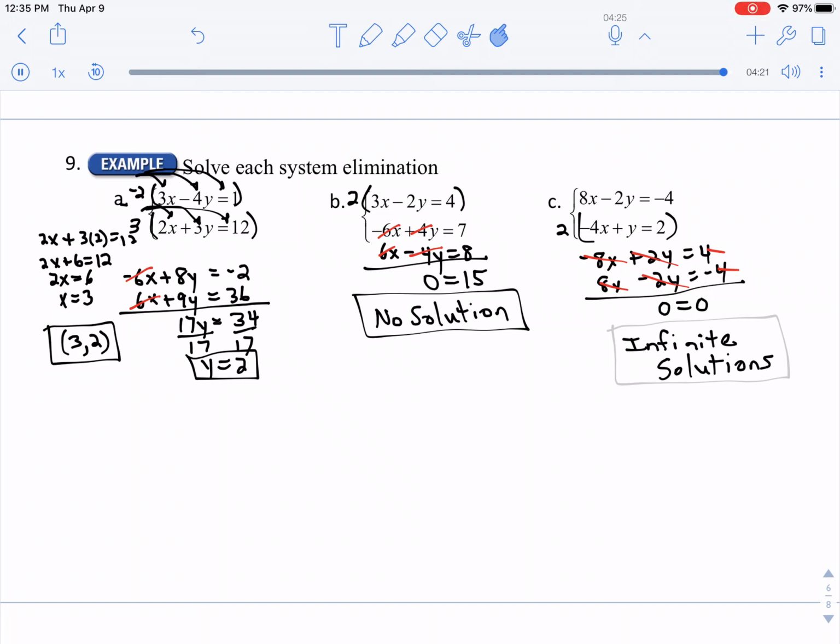And that's how we solve systems of equations using elimination.